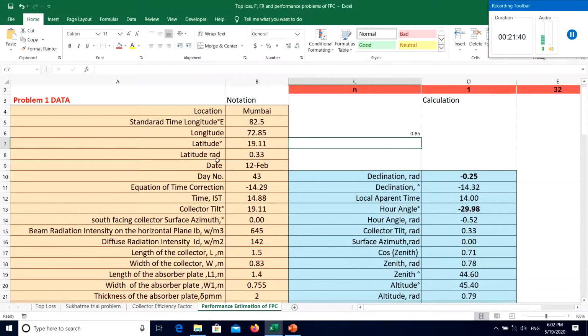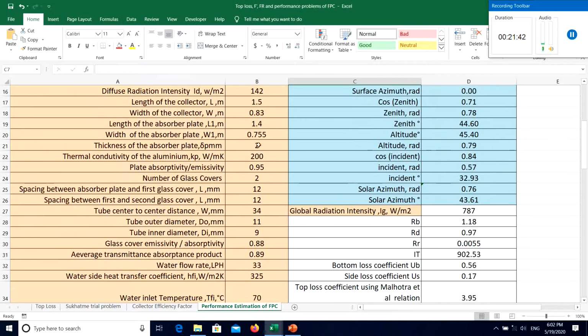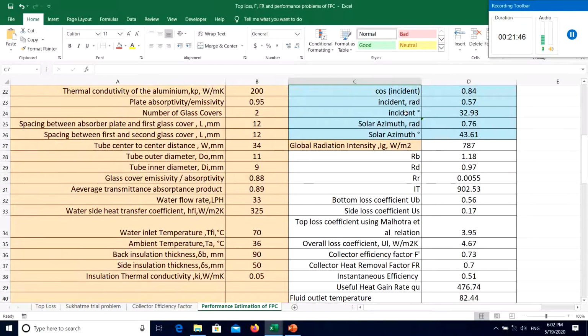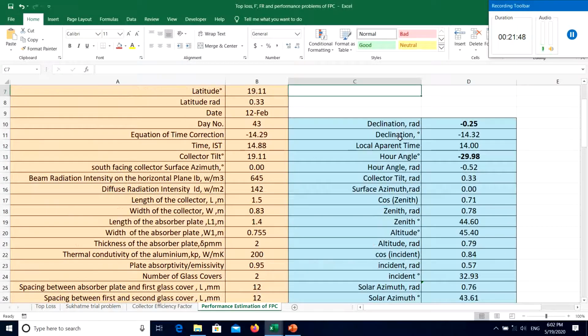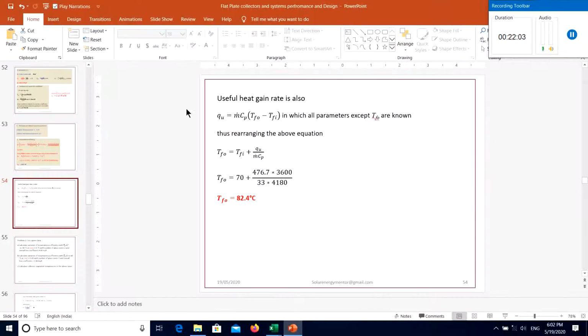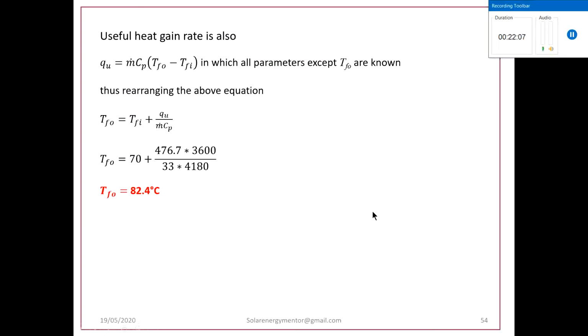So problem 1, this is the data, all the data given in the problem, and these are the calculations done on this side. So fluid outlet temperature comes out to be 82.4, the useful heat gain rate QU is 476, and instantaneous efficiency is 51%. So this is the first problem.